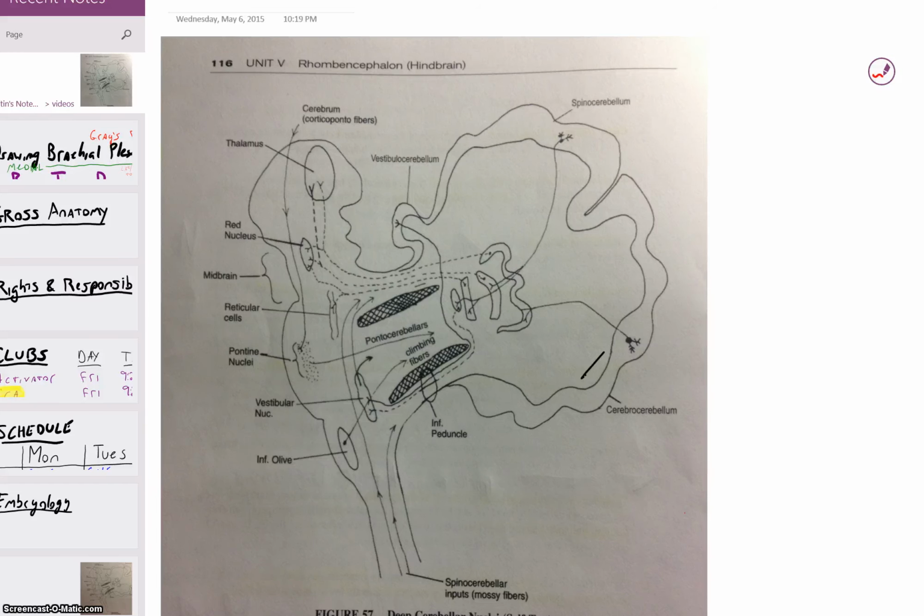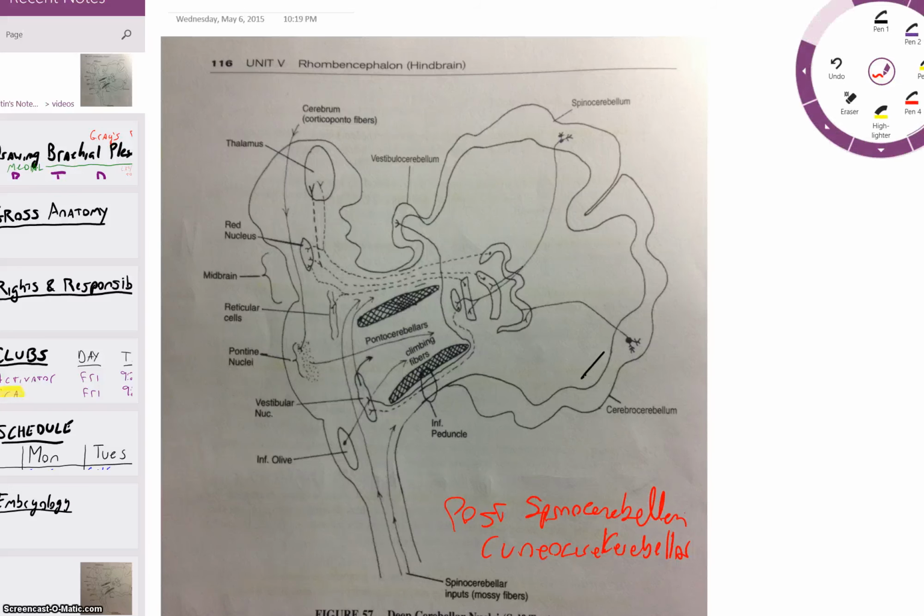We're going to be looking at a posterior spinocerebellar, which for our purposes has the same tract as a cuneocerebellar tract. The anterior spinocerebellar tract is very similar, with the only difference being which peduncle it goes into. Everything else about the tracts, I believe, is the same.